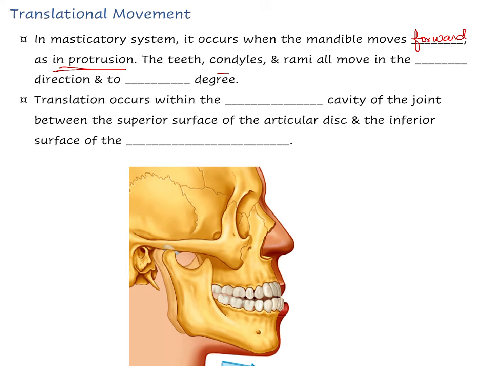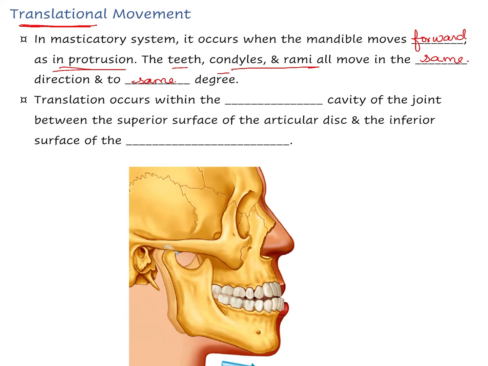You remember translation in physics when we talk of displacement of a body from one place to the other entirely. So all the parts of that body are moving in the same velocity, if you remember from your physics. So the teeth, condyle, the whole assembly, they all move in the same direction at the same degree. That is known as translation.